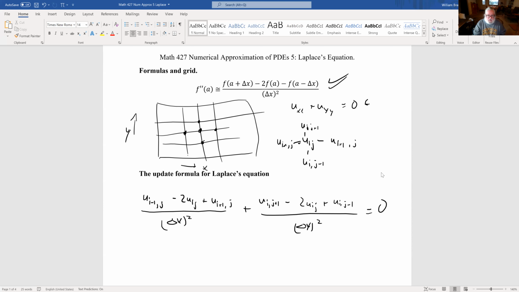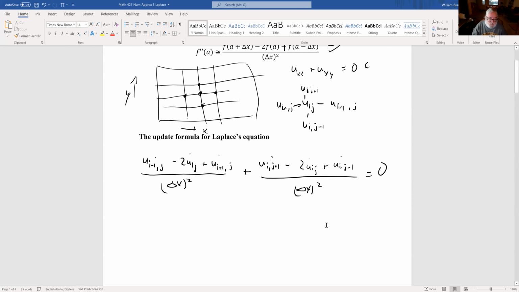So the second derivative in x is always a point to the left, minus twice the point in the middle, plus a point to the right. For y, it's going to be the point below, minus twice the point in the middle, plus the point above. And what we want is to solve this for uij. We want to solve for these terms.